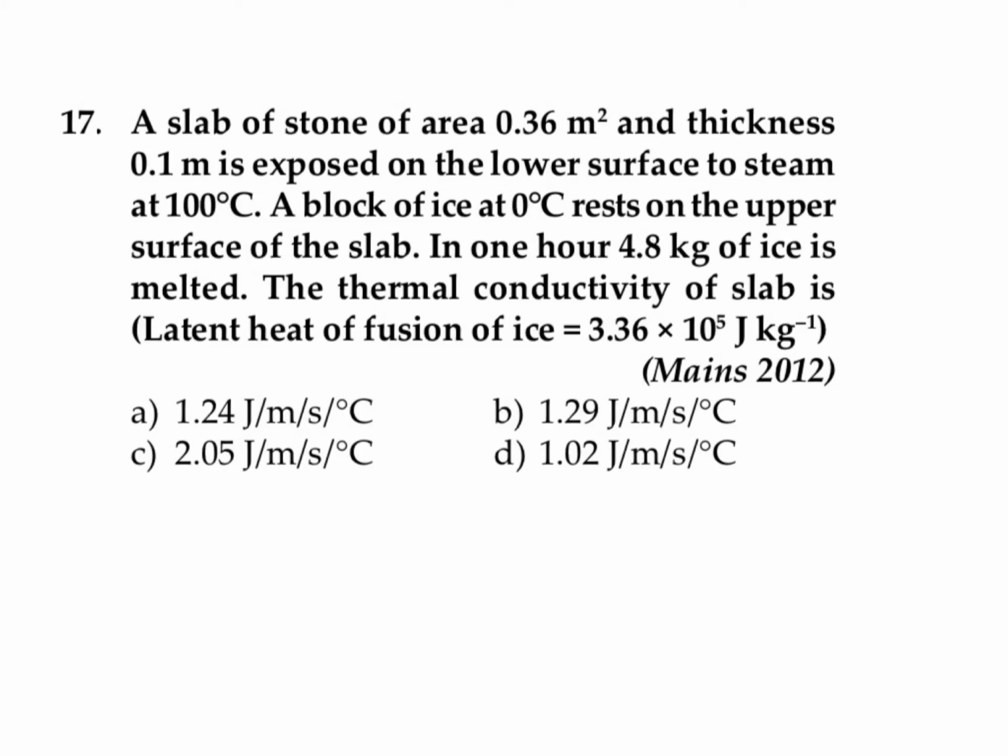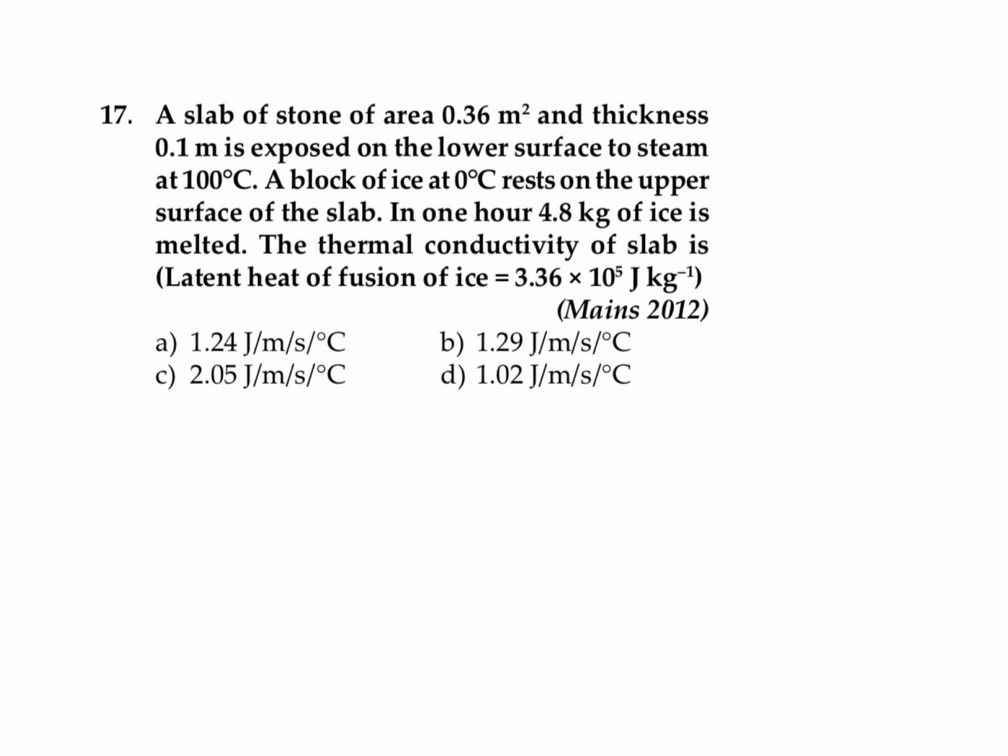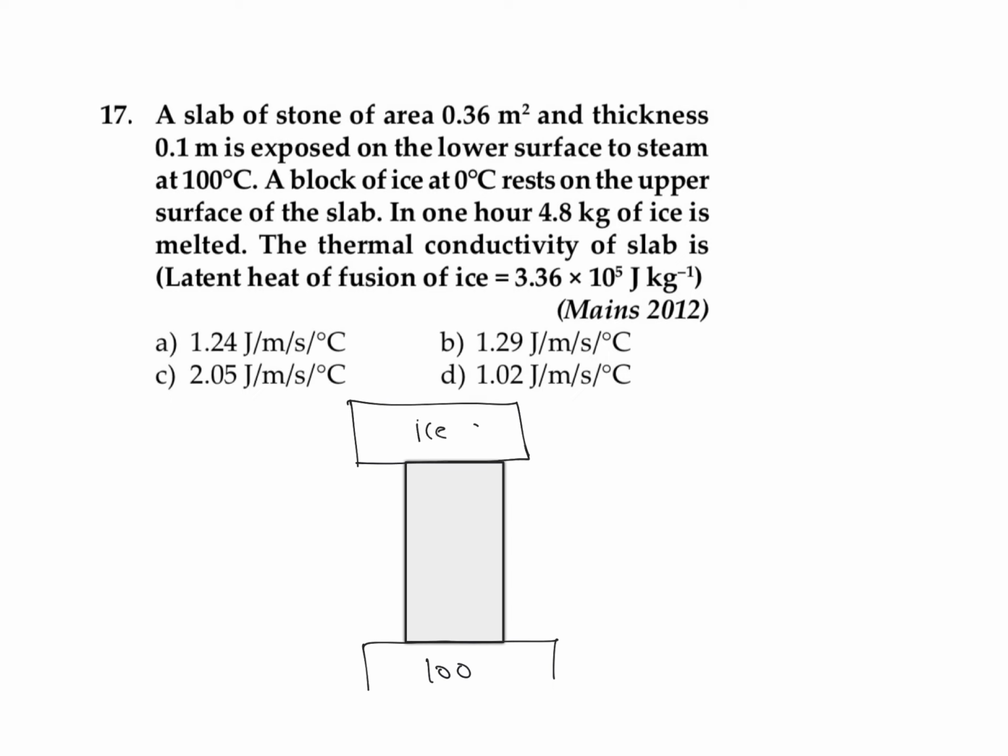In this question, it is given that a slab of stone of area 0.36 meter square and thickness 0.1 meter is exposed on its lower surface to steam at 100 °C. So we can say that we have a conductor here, one end of which is maintained at a temperature of 100, and a block of ice at 0 °C rests on the upper surface. So on the upper surface we can take it as nothing but ice at 0 °C.